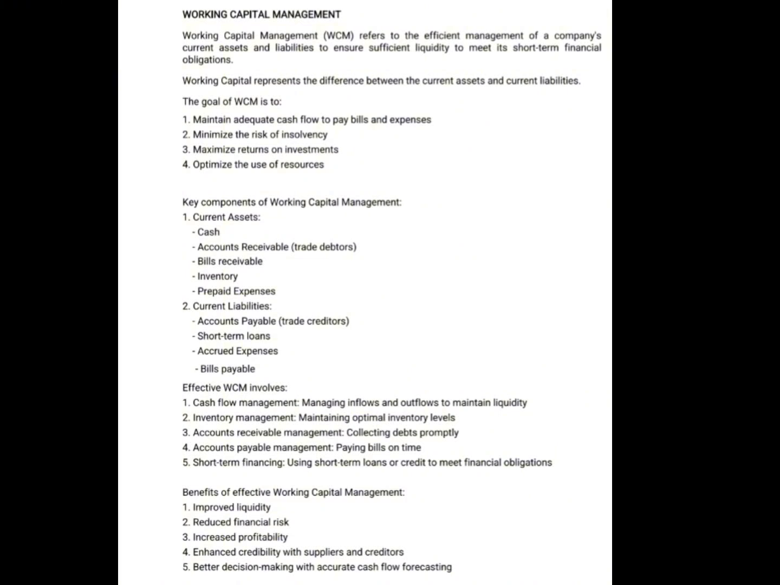Effective working capital management involves cash flow management, managing inflow and outflow to maintain liquidity, inventory management, accounts receivable management, accounts payable management, and short-term financing. What are the benefits of effective working capital management?